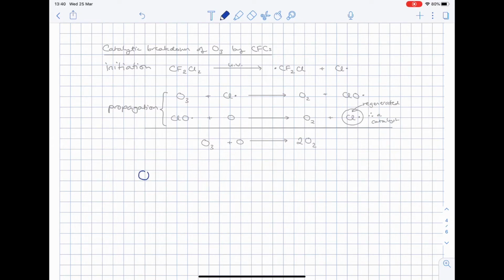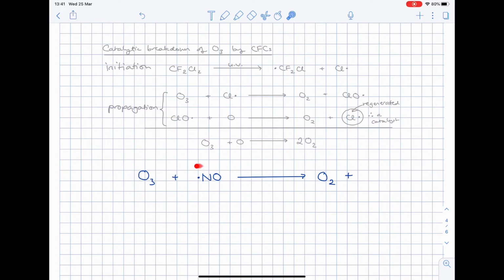So we'll start with ozone in the same way as in the propagation step for the breakdown of ozone by chlorine radicals from CFCs. So instead of chlorine radicals, we have nitrogen oxide radicals, and these are going to produce oxygen in the same way as in this mechanism. So what we'll do next to find out what's here is to balance this step. So we have 4 oxygens on the left, but only 2 here. So this species must have 2 oxygens.